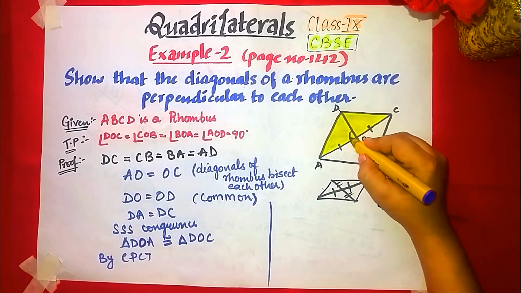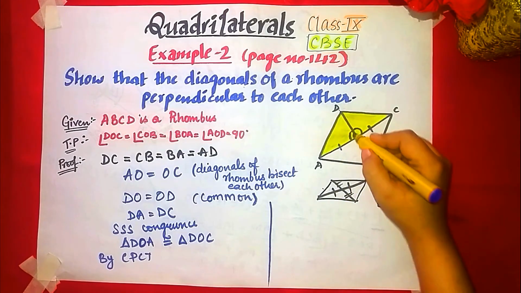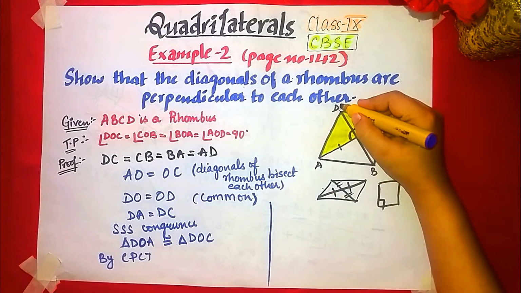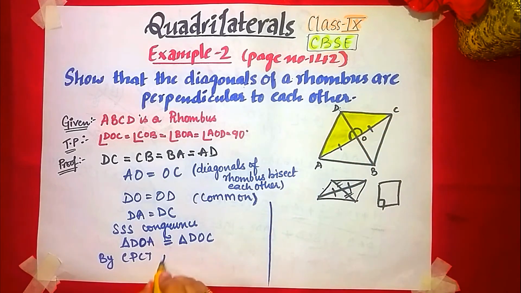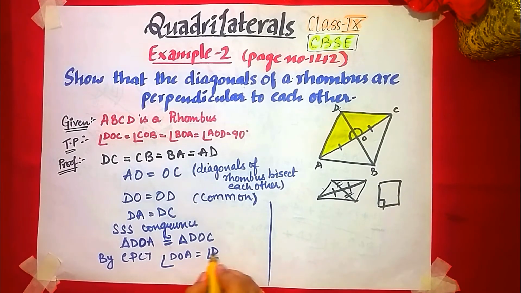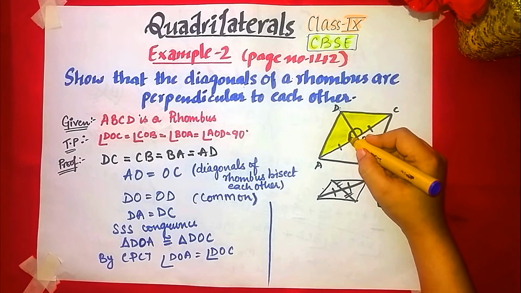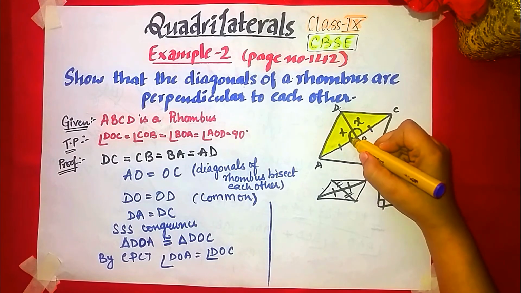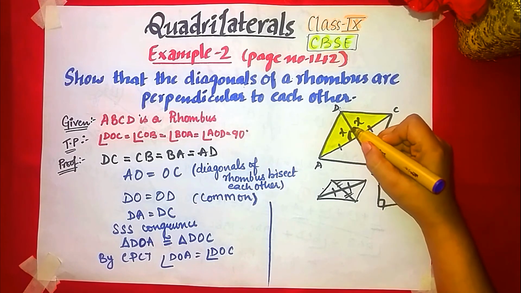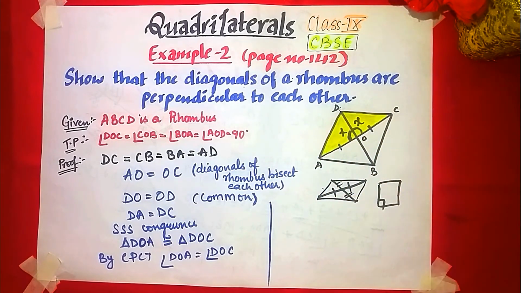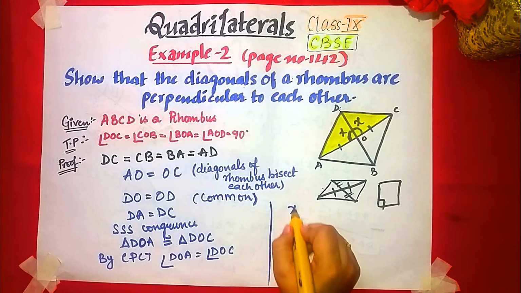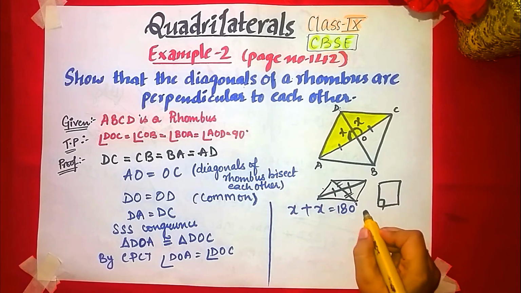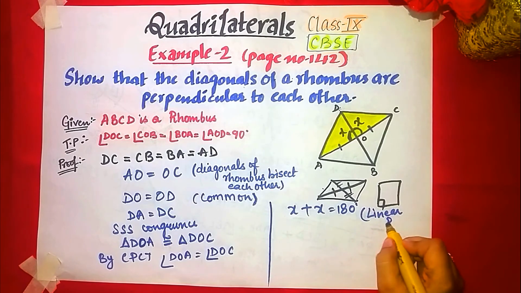And by CPCT we can say that this angle is equal to this angle, right? We have proved them to be congruent, so we can say that angle DOA is equal to angle DOC. So students, if DOA is equal to DOC, and if I write this as x, then this will also be equal to x, right? If I join them, x plus x will form a complete line, and the angle of a straight line is equal to 180 degrees. So x plus x is equal to 180 degrees. Why? Because it forms a linear pair.